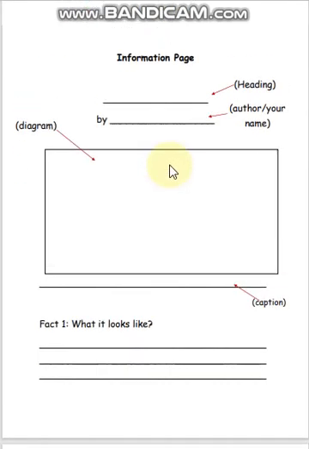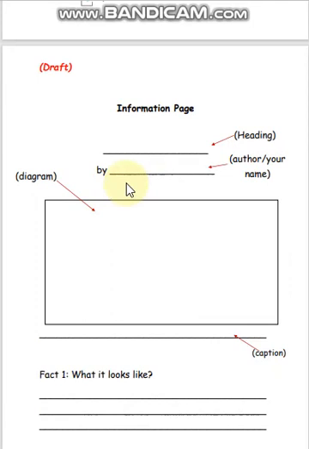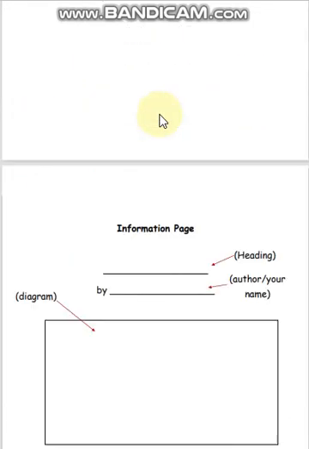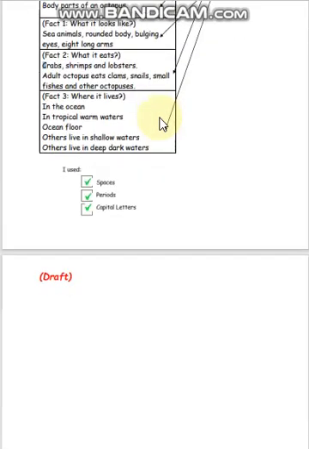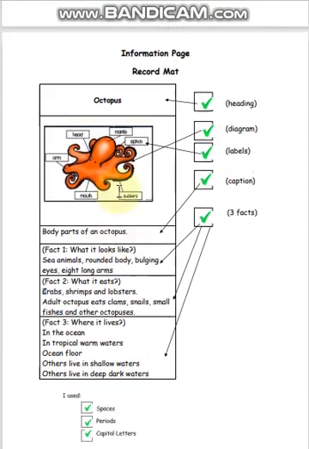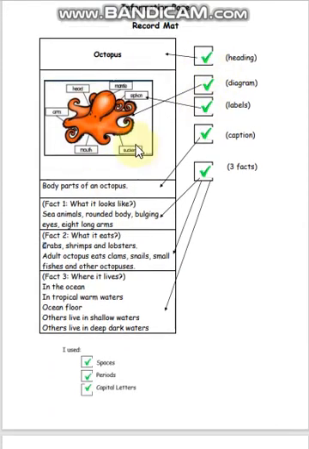Okay, now this is the draft sheet I told you. So you can start writing your draft sheet. If you're going to write things on your draft sheet, you have to base all of the information from here, from your record mat.